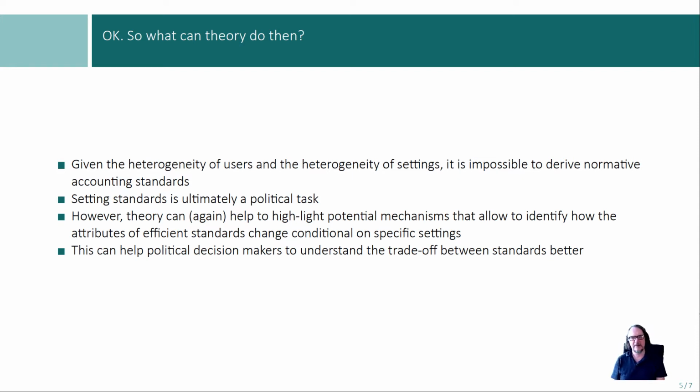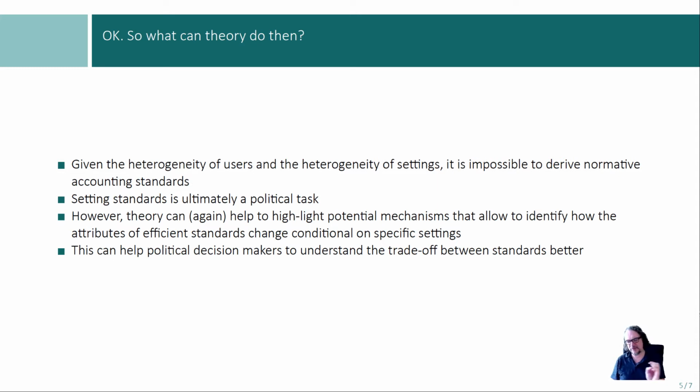Well, something that politicians have to deal with, but it is not that we as scientists can figure out how to do this precisely. But what we can do is we can actually try to explain how accounting standards work, and how in very specific and well-defined settings optimal accounting standards arise endogenously given the circumstances of the setting. And this can inform the debate.